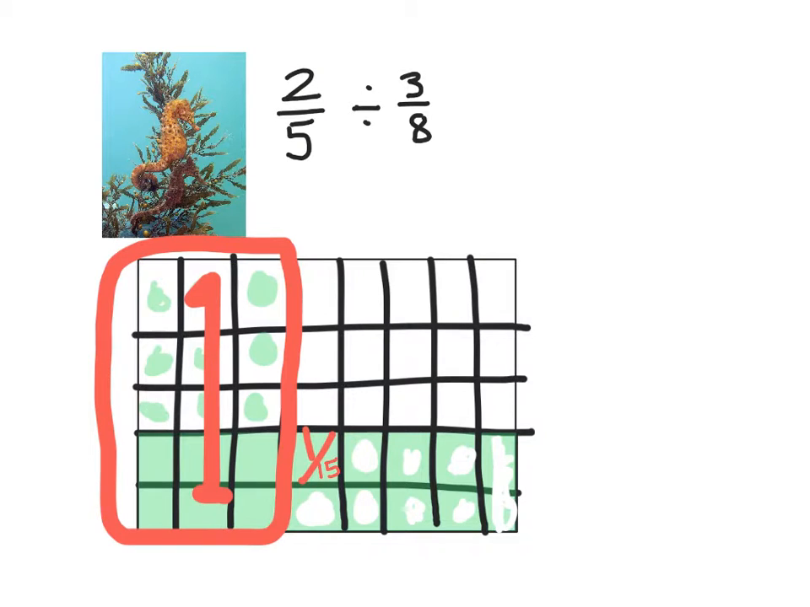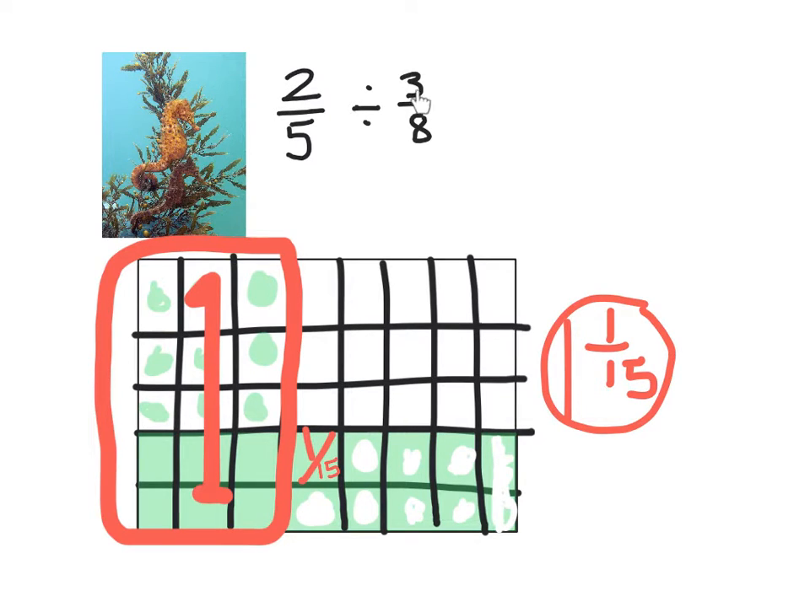Okay, so this is your answer. Your answer is actually 1 and 1/15. That's how many servings she has in the bucket, right? So let's go ahead and look at how we would solve this with the algorithm. Now you could do one of two ways.